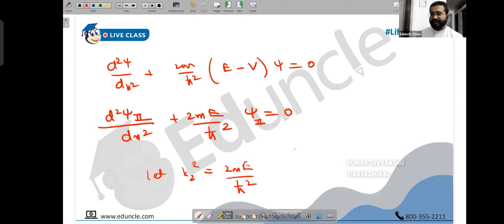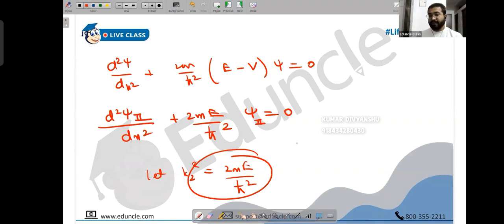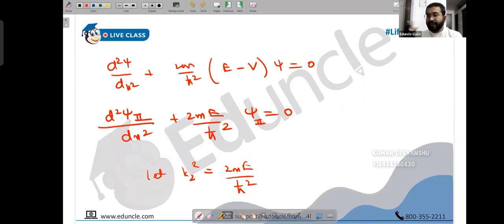Another different thing that is happening this time is that usually k1 was 2mE upon h bar squared, and k2 was 2m into V naught minus E. But in this particular problem, k2 is this, and k1 is 2m into V naught minus E. In all the problems we have taken earlier, k1 used to be 2mE upon h bar squared, but this is the first time k2 is 2mE upon h bar squared. So don't memorize that k1 and k2 are always this. It will depend on which region you are in.